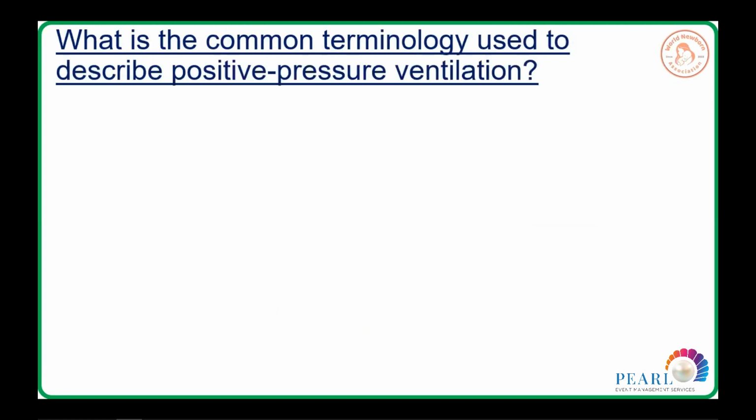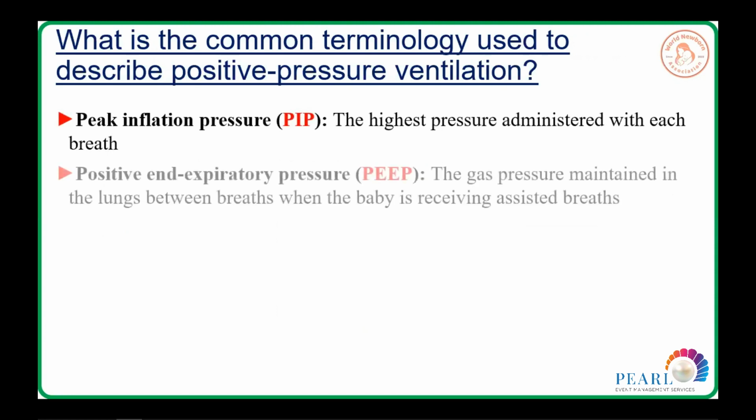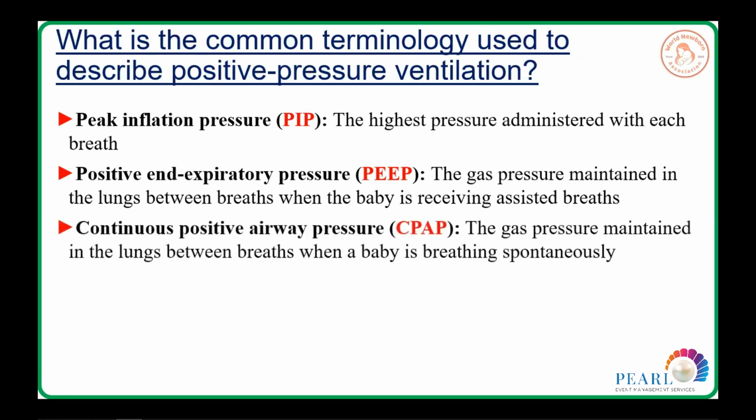What is the common terminology used here? Peak inflation pressure, PIP, is the highest pressure administered with each breath. Positive end expiratory pressure, PEEP, is the gas pressure maintained in the lung between the breaths when the baby is receiving assisted breathing. CPAP, continuous positive airway pressure, is the gas pressure maintained in the lungs between the breaths when the baby is breathing spontaneously.